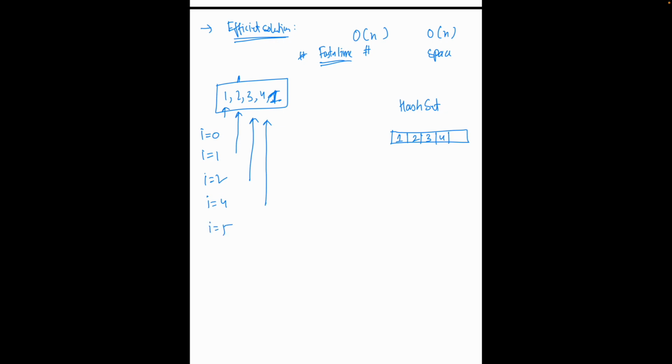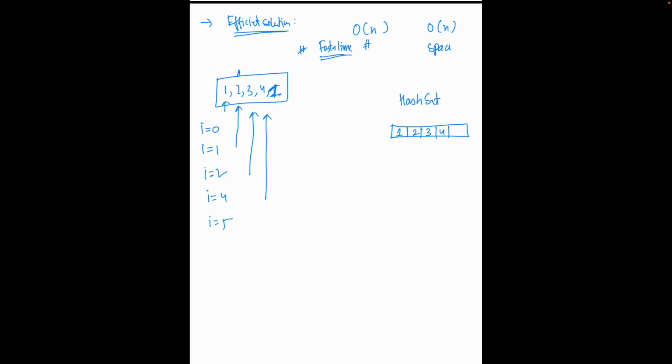Actually, yeah, sorry, the indexes are 0, 1, 2, 3, 4. i is equal to 4. We'll be like, all right, currently it is 1. Does 1 exist in the hash set? It'll be like, yeah, it does. So we'll return true here. In a hash set, insertion and find is big O of 1.